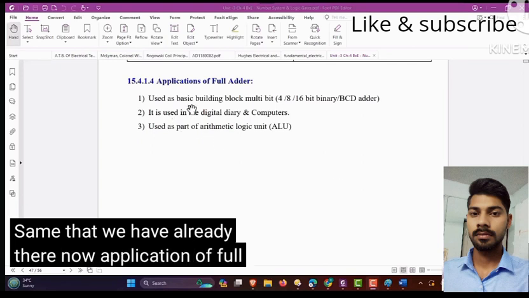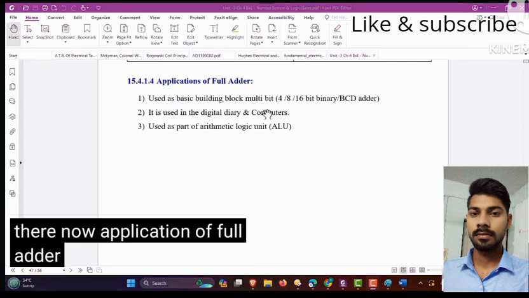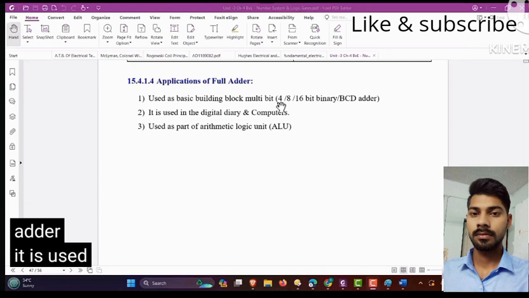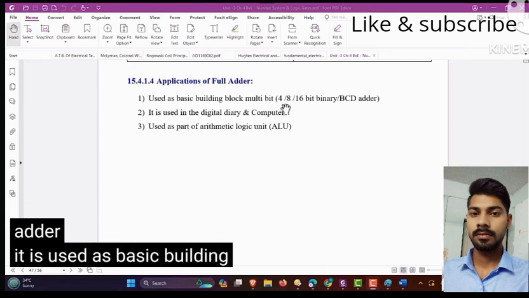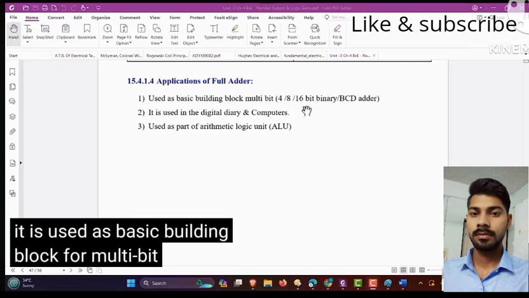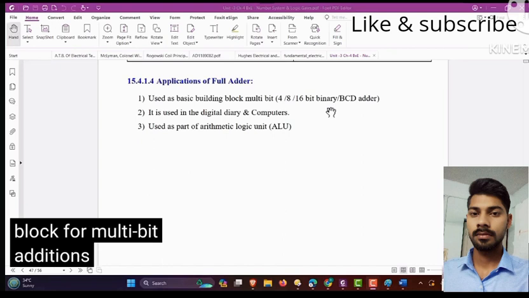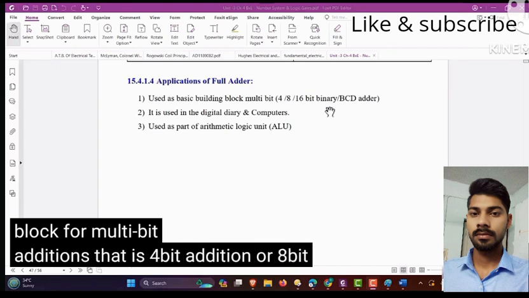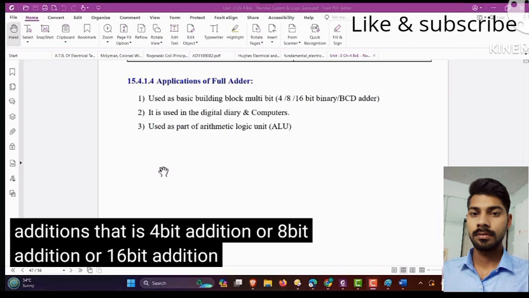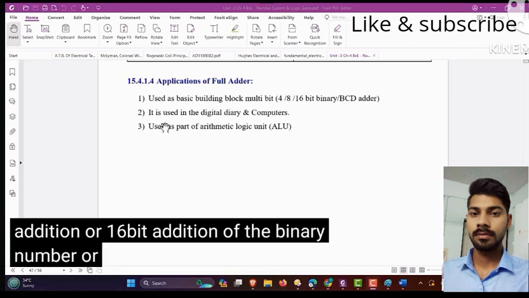Now, application of full adder. It is used as basic building block for multi-bit additions. That is 4-bit addition or 8-bit addition or 16-bit addition of the binary number or BCD number.